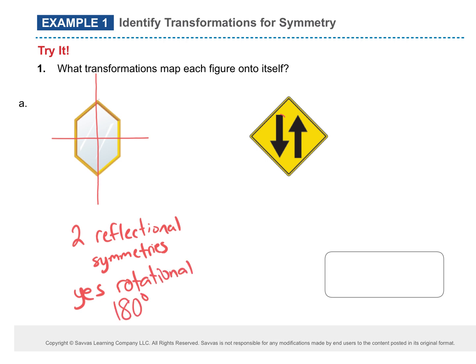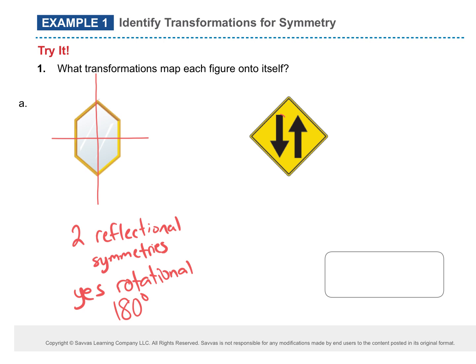Questions about that one? All right, part B. Does it have reflectional symmetry? No. Why not? I had a good question. They asked if the image on the inside matters. Yes, it does matter.